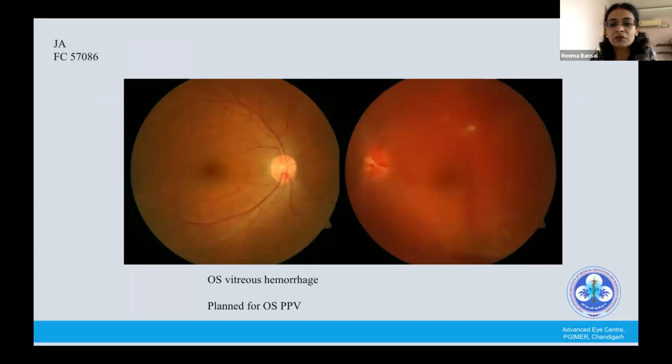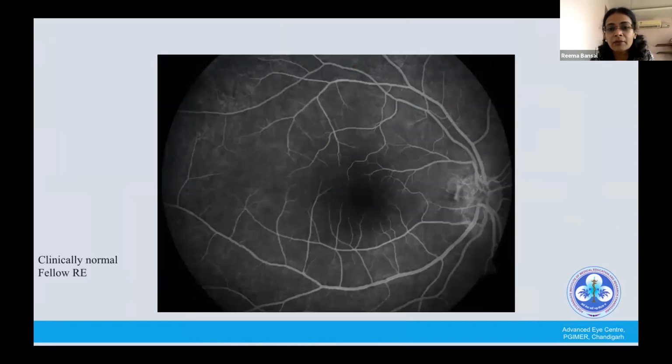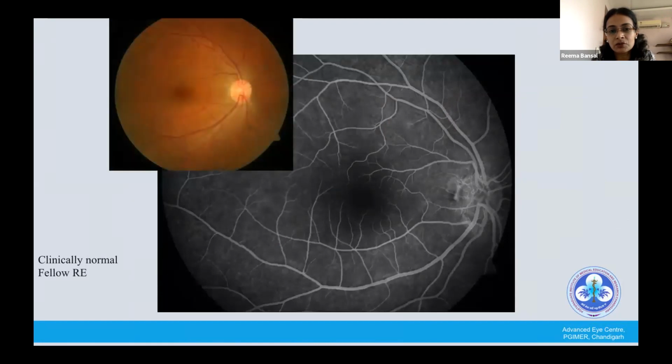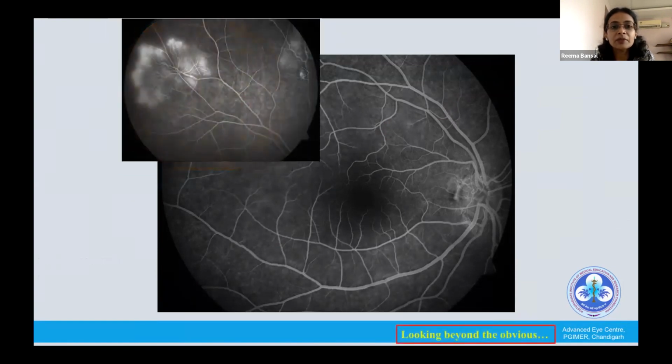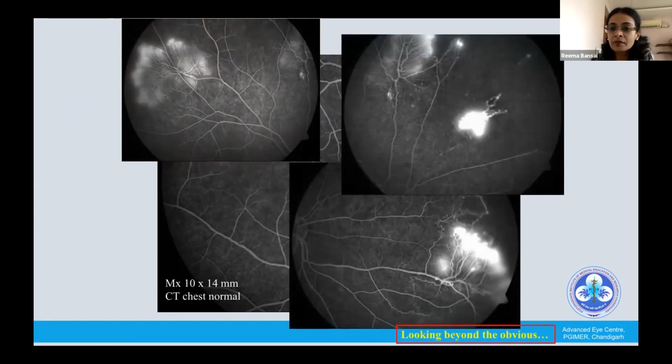Another patient presenting with vitreous hemorrhage, we planned this patient for vitrectomy, but before taking up the patient, we were fortunate to do an angiogram in the left eye, and for obvious reasons, we found these multiple NVEs and NVD. But to our surprise, clinically, the right eye was normal because the posterior pole was normal. So the fluorescein was also normal in the posterior pole, but the upper temporal periphery revealed a large neovascular front, similarly nasal periphery and upper nasal periphery.